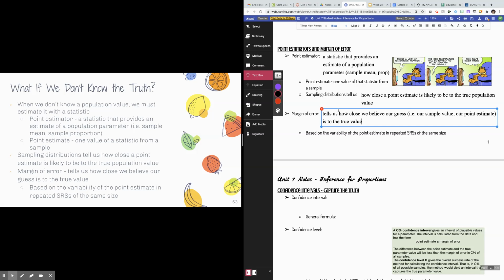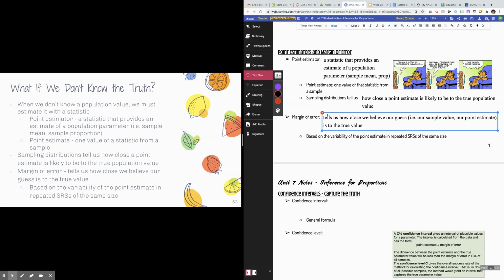We do the best we can to minimize our margin of error, but there's a balance you have to strike. If you make your margin of error too small, then you have to be really, really sure in your choice, in your sample value. But if you make your margin of error too wide, then people may be thinking, well, what's the point? If your margin of error is that wide, how accurate can your sample value actually be?